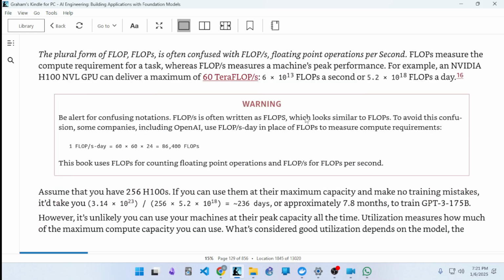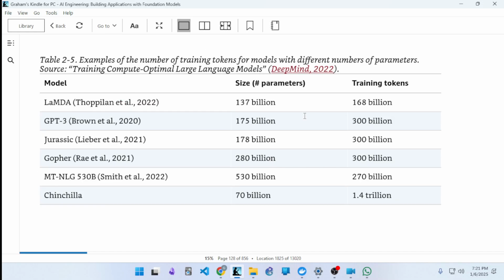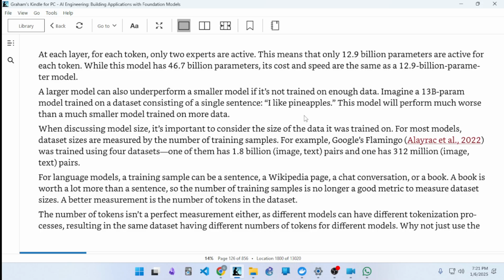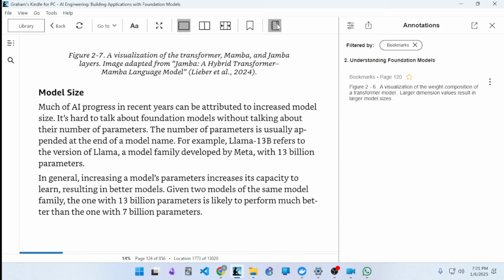All right, so the next one is a lot of clear text here. It looks like this is a natural stopping point because we're going to be talking about model size here, which is kind of a clean next topic.